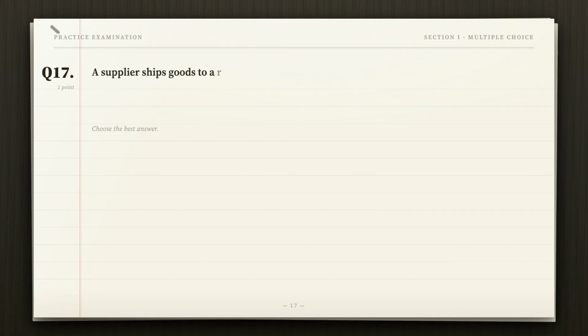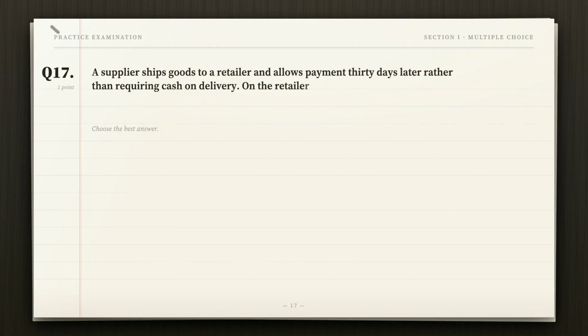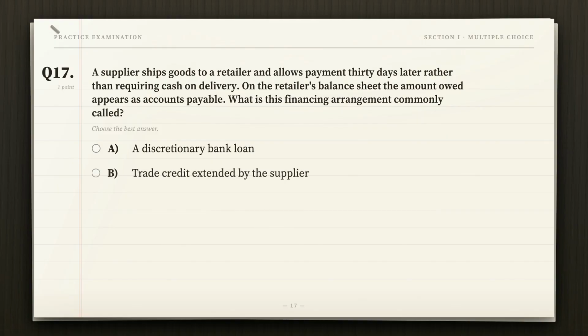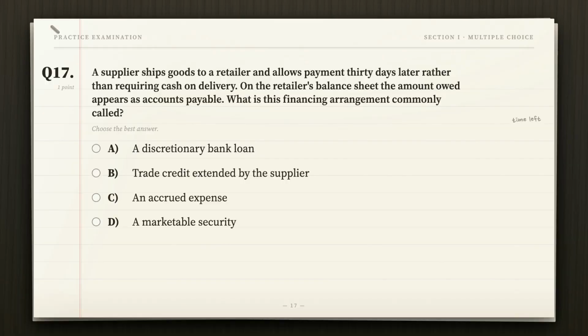Question 17. A supplier ships goods to a retailer and allows payment 30 days later rather than requiring cash on delivery. On the retailer's balance sheet, the amount owed appears as accounts payable. What is this financing arrangement commonly called? Your options are A, a discretionary bank loan, B, trade credit extended by the supplier, C, an accrued expense, D, a marketable security. Which one is it? Pause the video if you need more time.